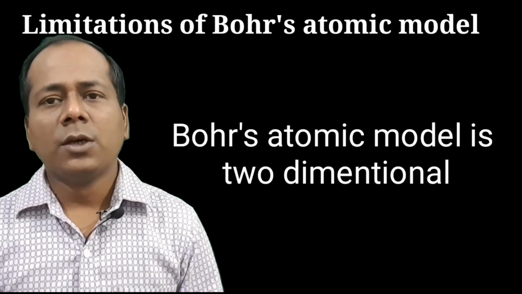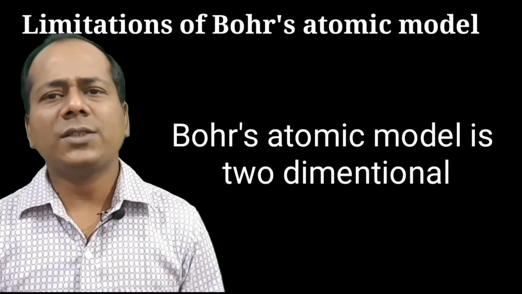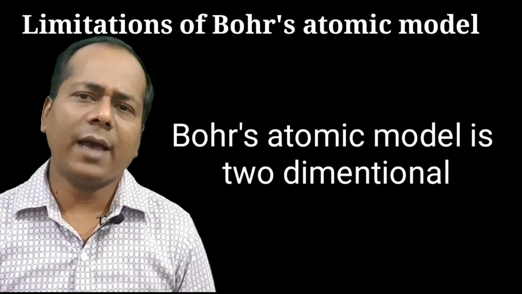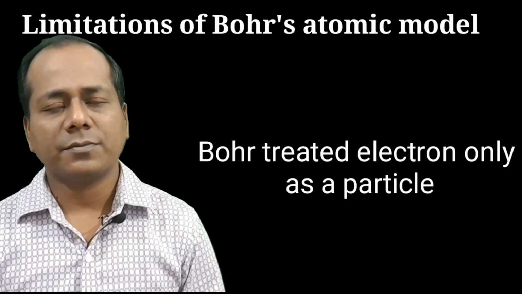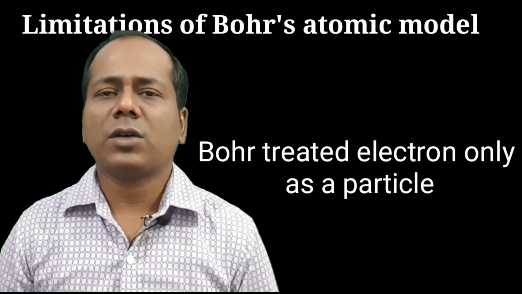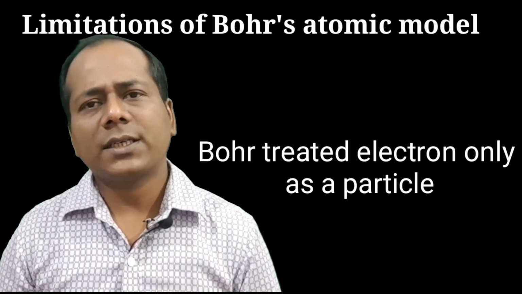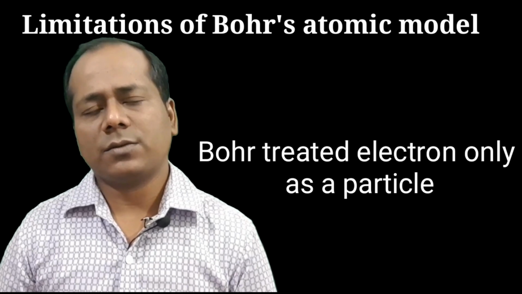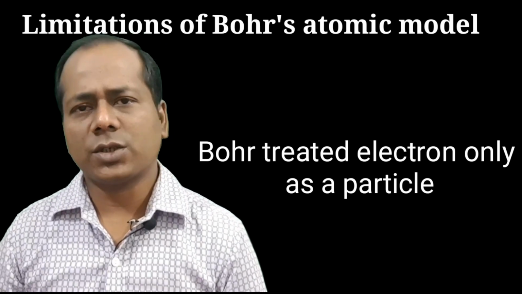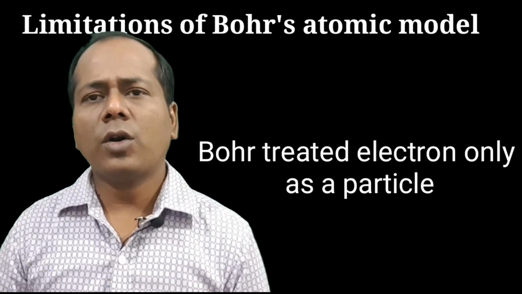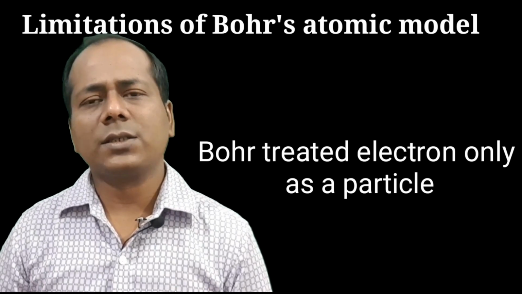Number 3, Bohr's atomic model is two-dimensional and hence fails to give any idea about the actual three-dimensional electronic model of atom. Number 4, according to de Broglie 1923, a tiny particle like an electron has dual character, that is, electron has particle as well as wave nature. Bohr treated electron only as a particle, that is, Bohr's model ignored the dual character of electron.